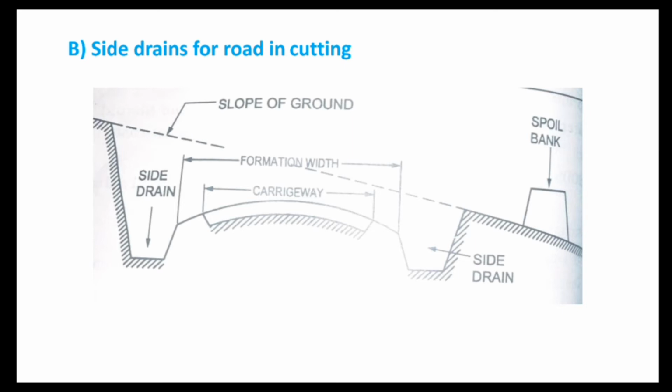Next is the side drain for the road in cutting. As you can observe from the figure, we have a road which is being constructed in cutting. That means a mountainous terrain or a sloping terrain is being cut, and then into this cut portion the road is being constructed. Here the provision of the side drain is necessary in order to collect the water from the sloping terrain, so that it will avoid the entry of the water onto the pavement surface.